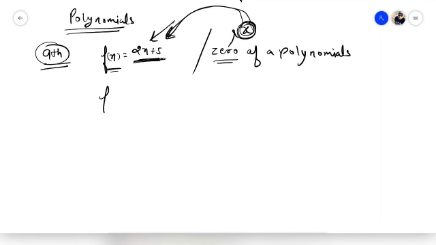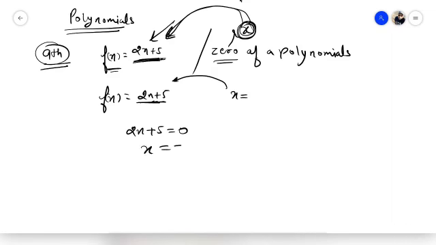That means if the polynomial f of x is 2x plus 5, the value of x for which the polynomial becomes 0 is called the zero of the polynomial. I mean the value of x which you substitute in this polynomial such that the value of the total polynomial becomes 0, right? That is what you have to do. You have to put 2x plus 5 equal to 0. Now you will get x is equal to minus 5 upon 2. So x is equal to minus 5 by 2. When x is equal to minus 5 by 2, this polynomial becomes equal to 0. So this will be the zero of the polynomial.